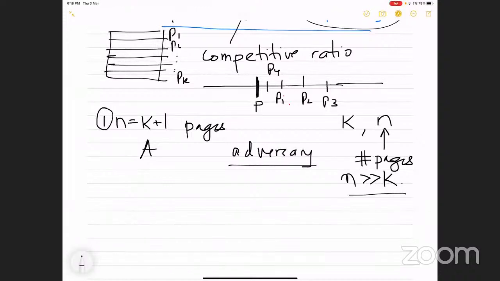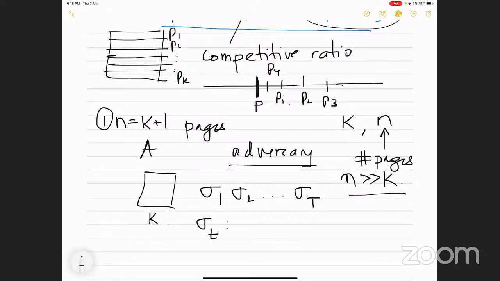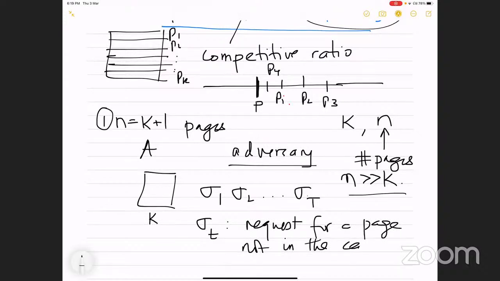Let's say A is currently holding some pages. It has a cache of size k, and I'll give you an input sigma 1 up to sigma t as follows. Let me not use n, since n is for the number of pages, so let me use t here. This goes on for t units of time, and the input is as follows. At time t, I will look at the page which is not in the cache, and I'll give a page request for that. So a request for a page which is not in the cache.